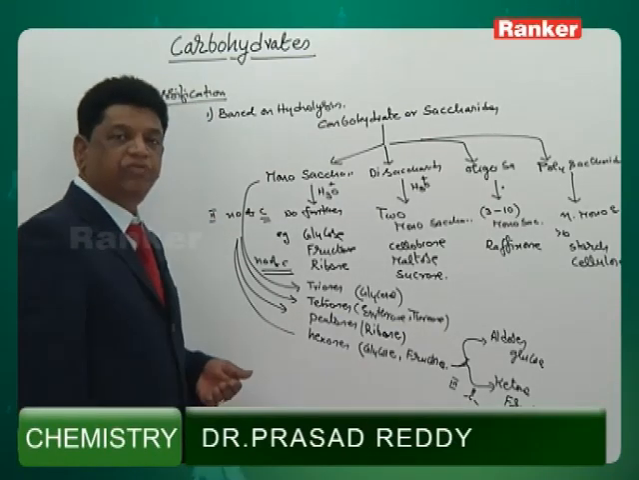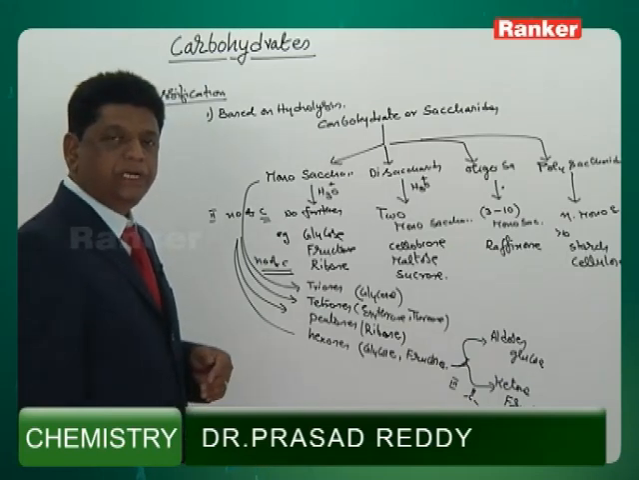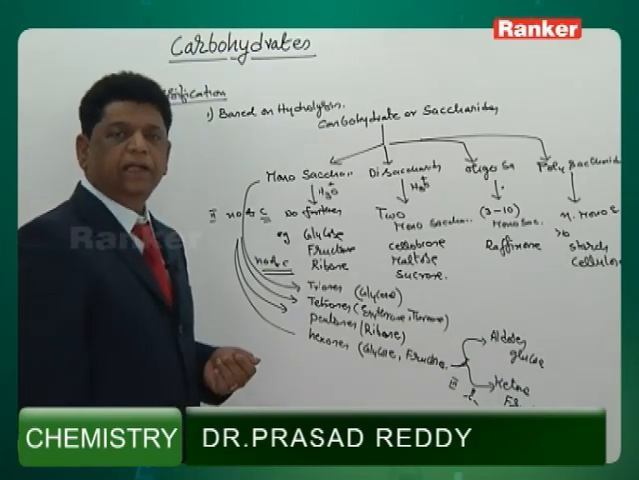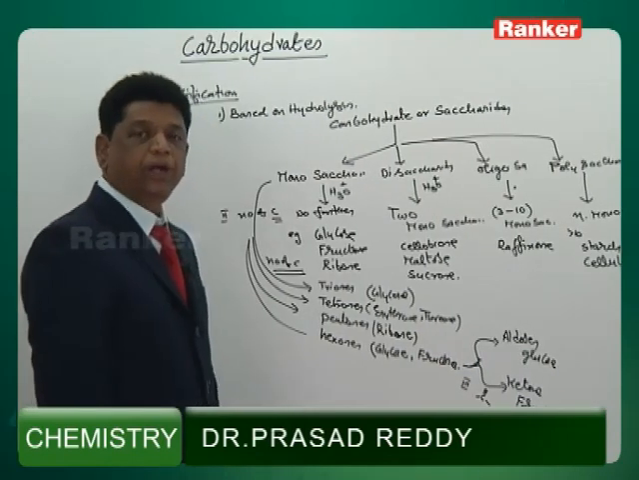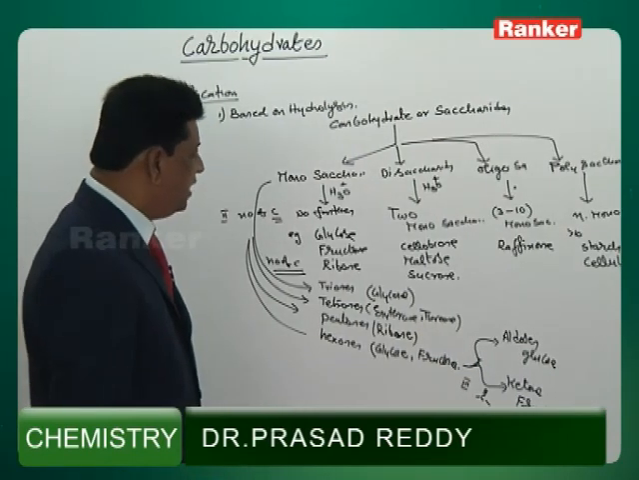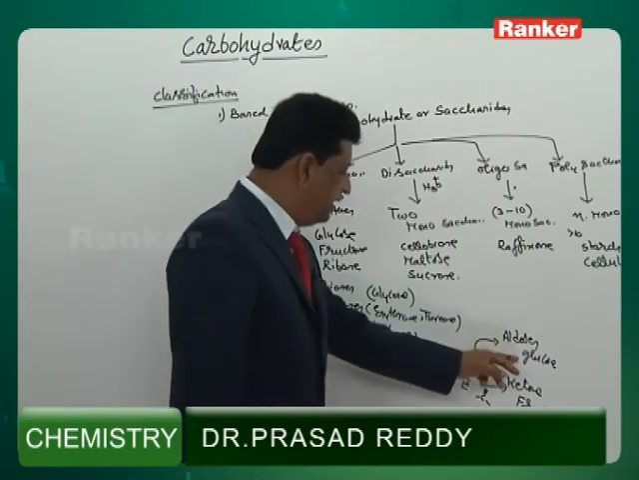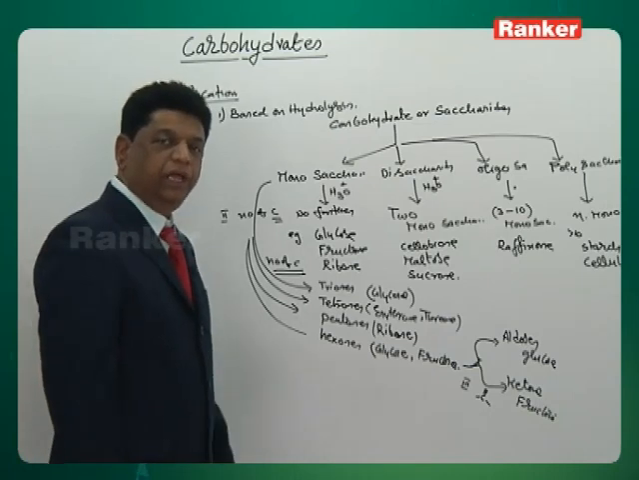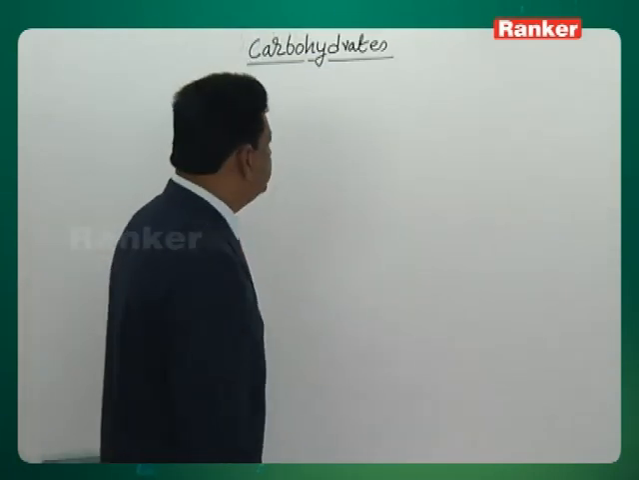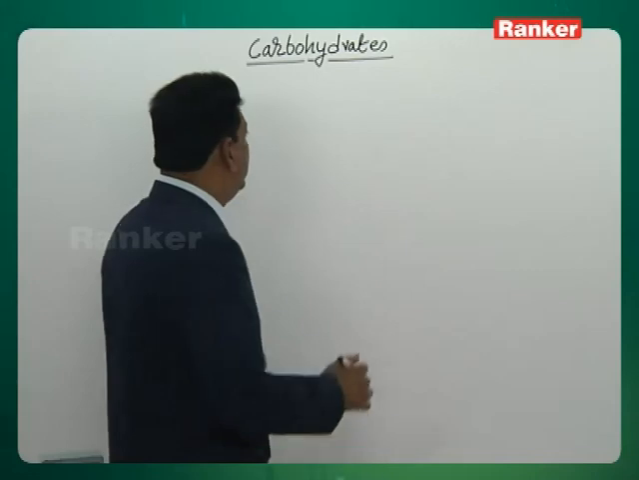Some books also classify carbohydrates into those which react with Tollens reagent and those which are not able to. Based on that, reducing sugars and non-reducing sugars can also be classified. In fact, both glucose and fructose come under the reducing type of sugars. So let us take some specific points related to glucose.